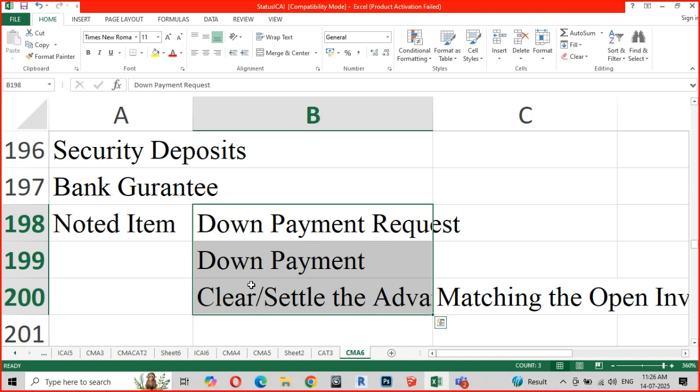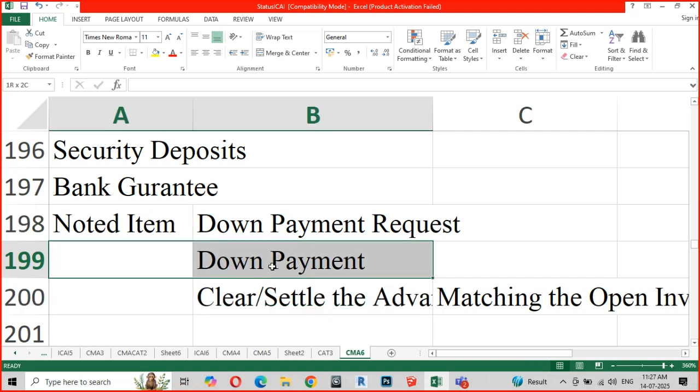Now what happens in the second step? The actual transaction. What do you mean by actual transaction? The advances received, or I make the advances. I pay, I receive money by means of advances. The actual transaction takes place in the second step, the down payment step.